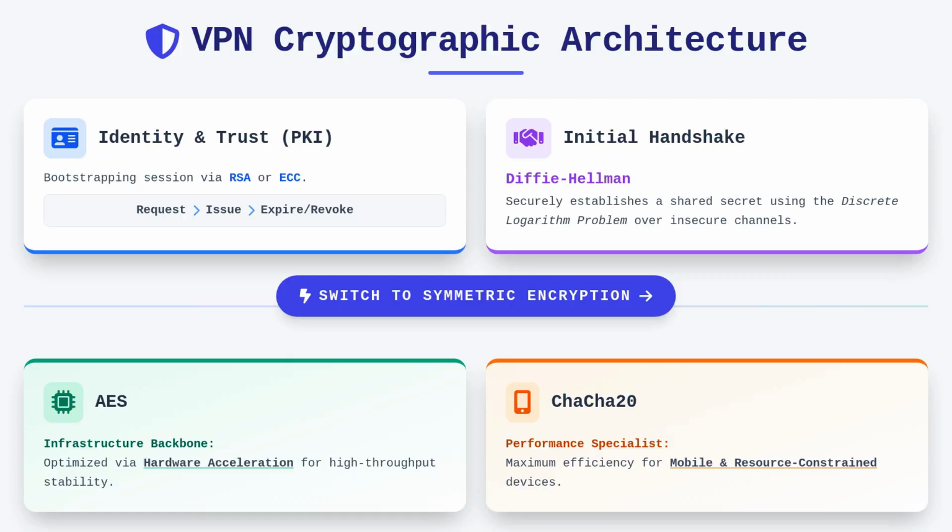Every certificate issued within your PKI has a defined lifecycle, from the initial certificate signing request to the inevitable moment of expiration or revocation.